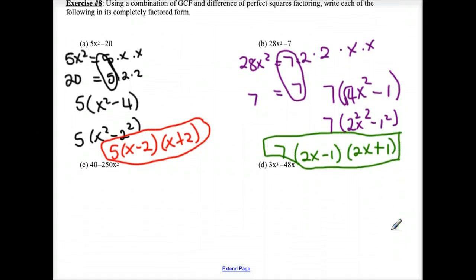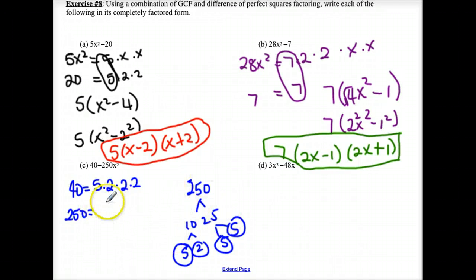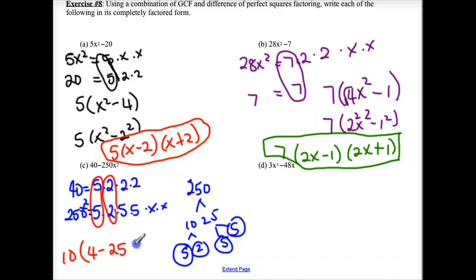Perfect. Now let's go to C and D, our last two examples. This becomes 40 is 5 times 2 times 2 times 2, and 250 is going to be broken down as, here we go, 250, I did it here for you, is 5 times 2 times 5 times 5, and it's actually 250x squared, so that's x times x. They have a 5 in common, they have a 2 in common, so this becomes 10 times 4 minus 25x squared.